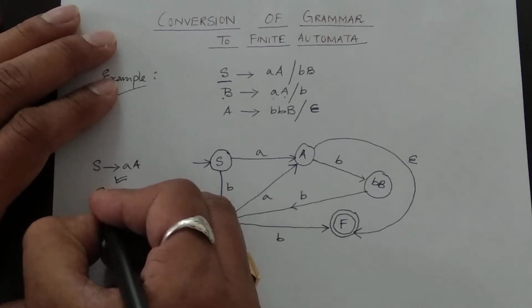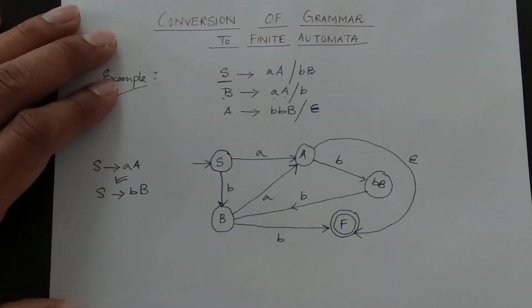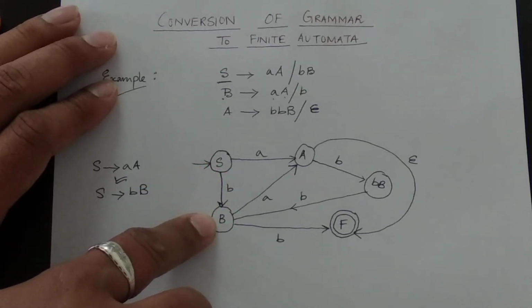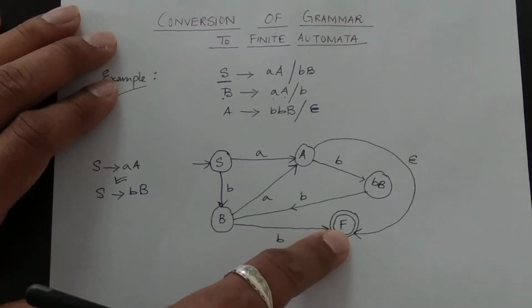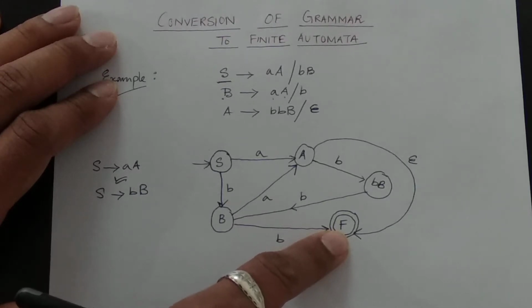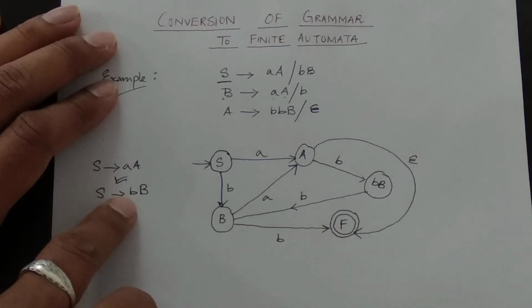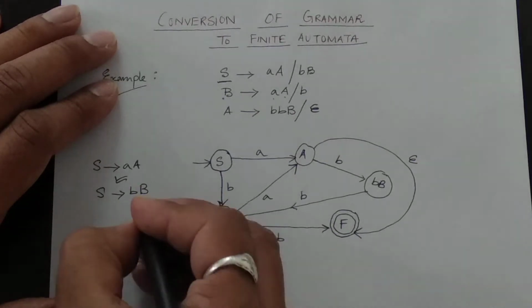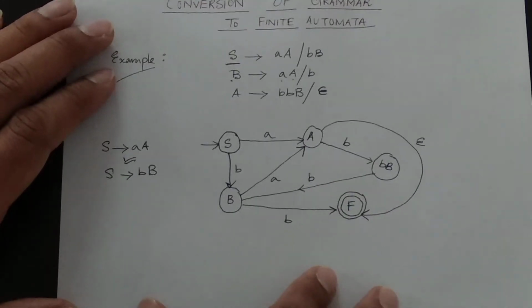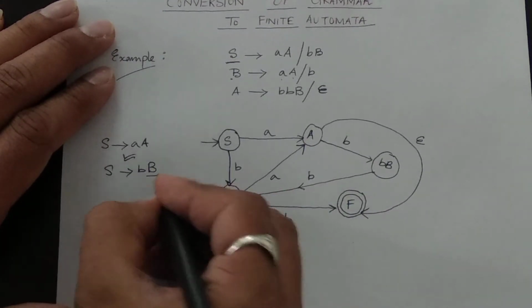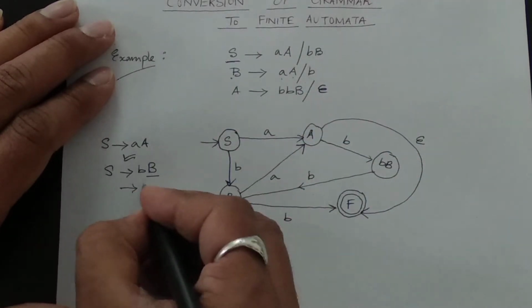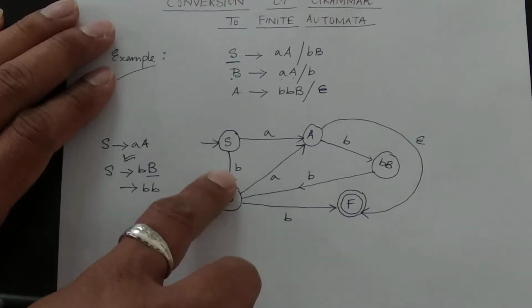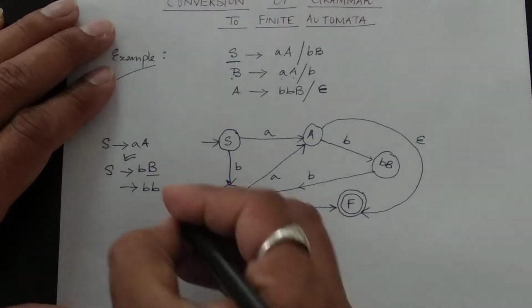Correct? If I want to check S tends to small letter b, capital letter B, is this accepted or not? There is a small letter b, okay? And again, there is a small letter b to the final state. Definitely, I am having a possibility where I can get small b, then capital letter B. Now I have to check whether it is accepted or not. If I replace this B by small letter b, then what will be the string? bb. So the initial string that will be possible is bb. So this is also accepted.